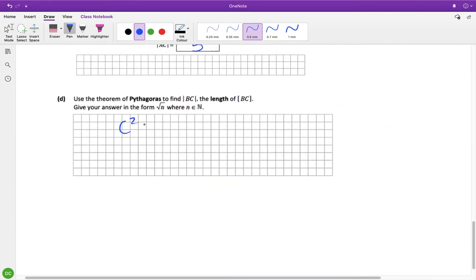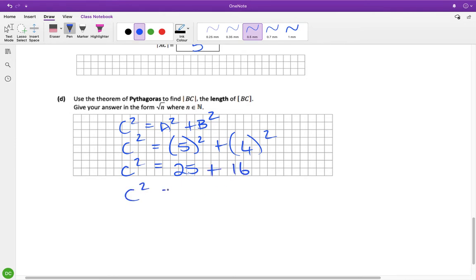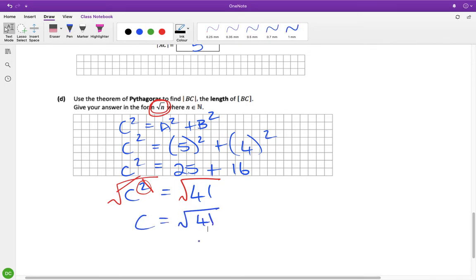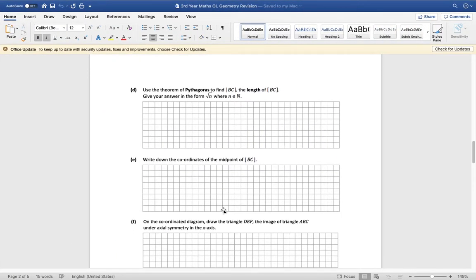Okay, so theorem of Pythagoras, C squared equals A squared plus B squared. We don't know C. A is 5, B is 4. C squared equals 5 squared is 25, 4 squared is 16. 25 and 16 is 41. And then to get rid of this square, we do a square root, and that'll take it out. But if you square root one side, you have to square root the other side. So it says give your answer in the form, so there you go. They just want the square root. So the answer is the square root of 41. Don't need to type it into your calculator because that's what they're actually looking for.